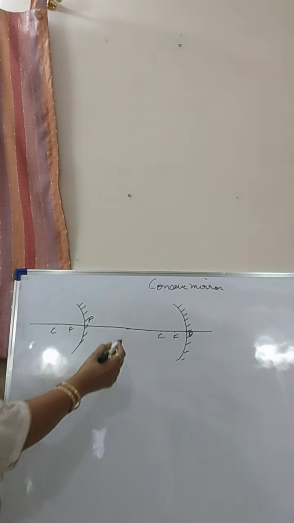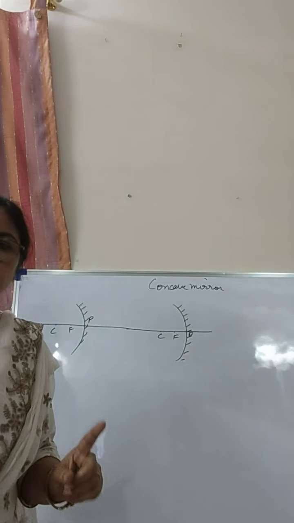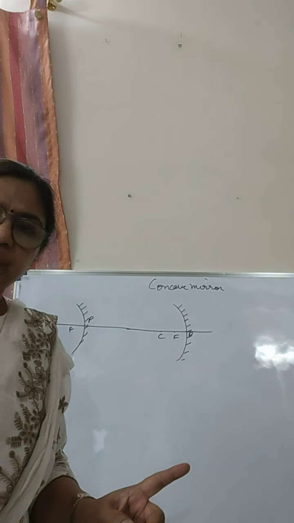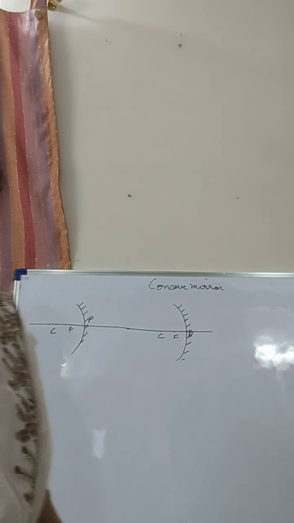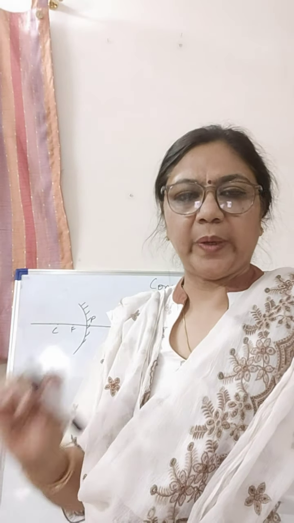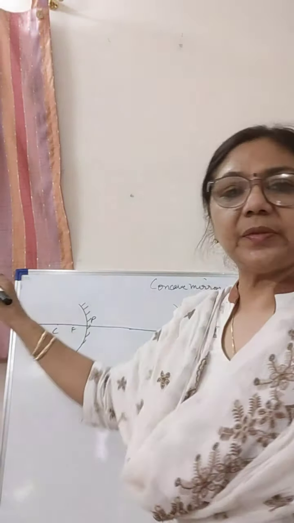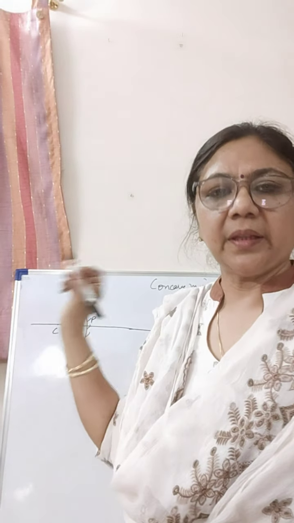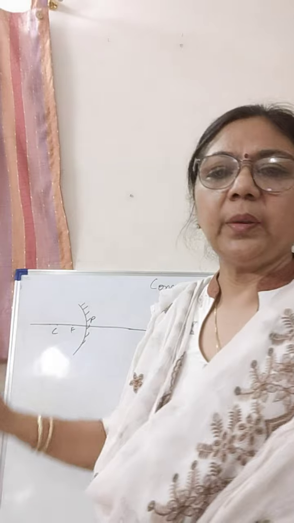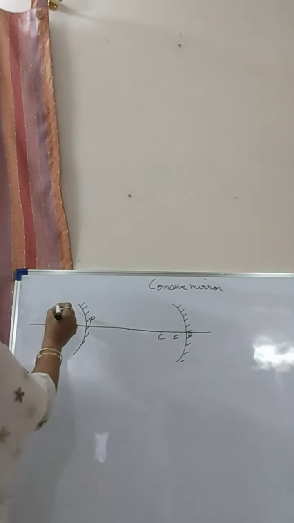So here, the first case is the position of the object at infinity. Remember this thing: when the object is at infinity, it has been supposed by scientists that the rays coming from the tip of the object will be parallel to each other. After covering so much distance, these will become parallel to each other.